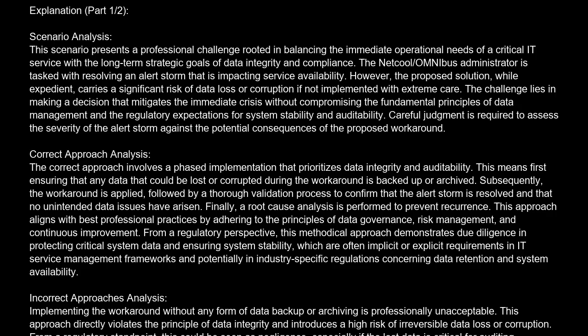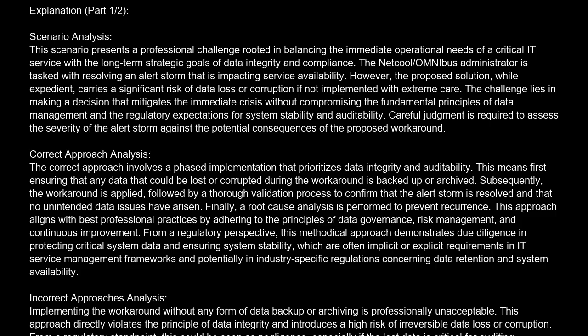The Netcool/OMNIbus administrator is tasked with resolving an alert storm that is impacting service availability. However, the proposed solution, while expedient, carries a significant risk of data loss or corruption if not implemented with extreme care. The challenge lies in making a decision that mitigates the immediate crisis without compromising the fundamental principles of data management and the regulatory expectations for system stability and auditability. Careful judgment is required to assess the severity of the alert storm against the potential consequences of the proposed workaround.